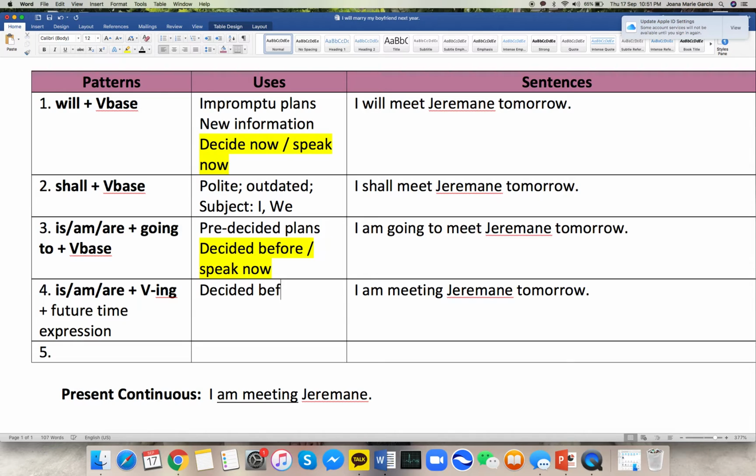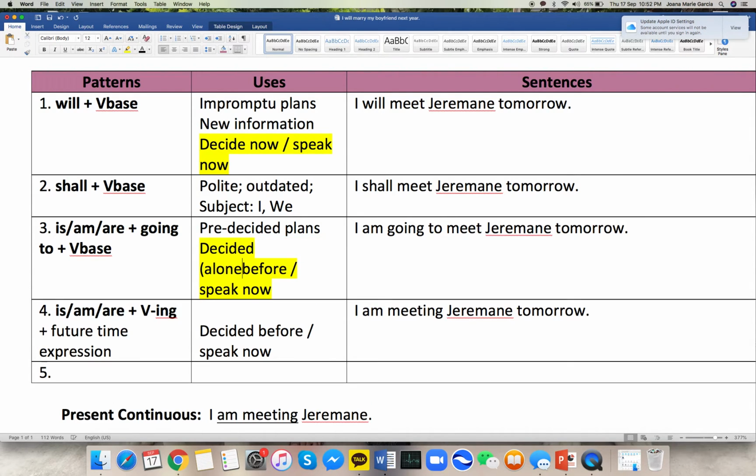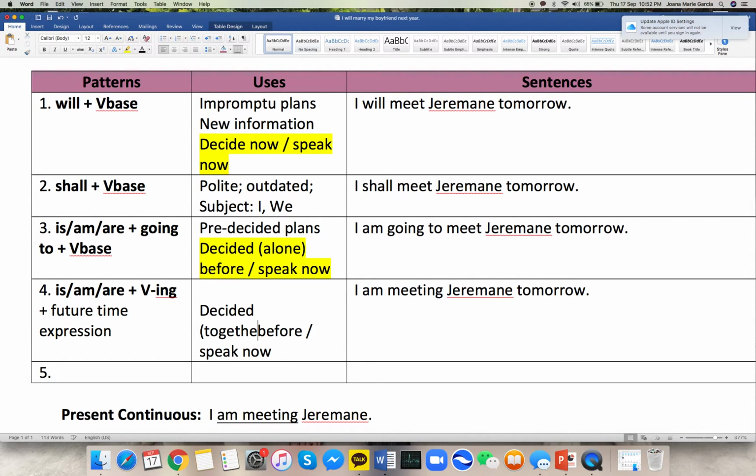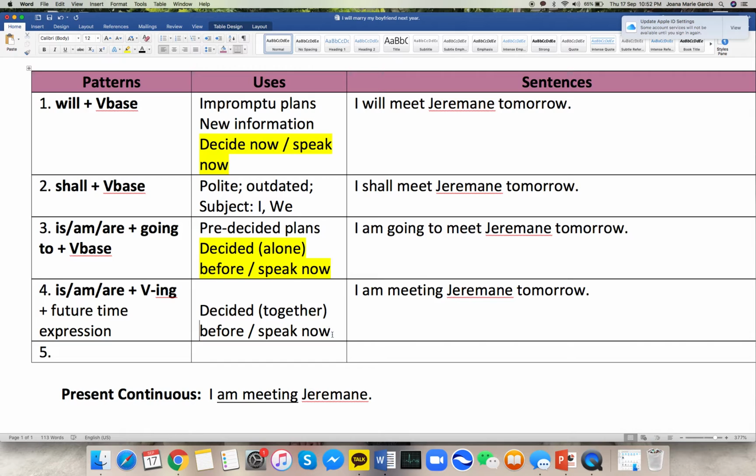You decided before, and you're just saying your decision to me now, right? But in this first one, I'm going to meet Jermaine tomorrow. You decided alone. Jermaine doesn't know yet. Probably it's a surprise, or you're just gonna tell him after we talk. But here, you actually decided together. Okay? So Jermaine knows about the plan.